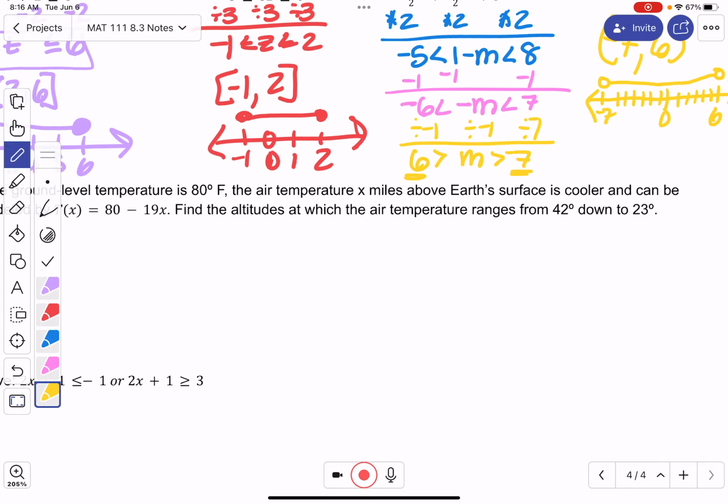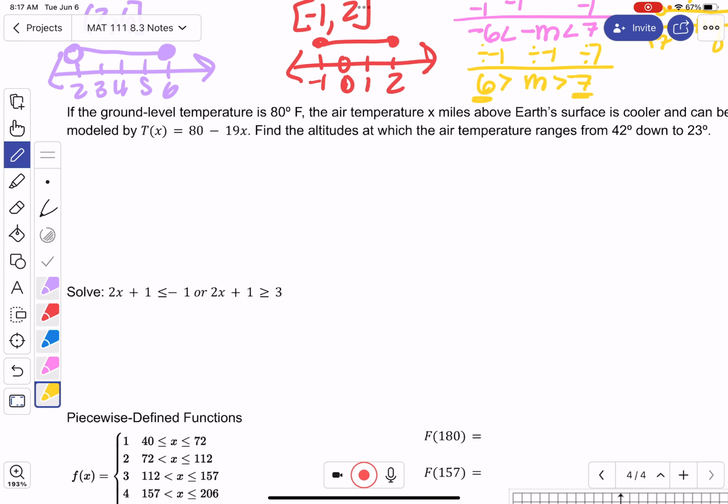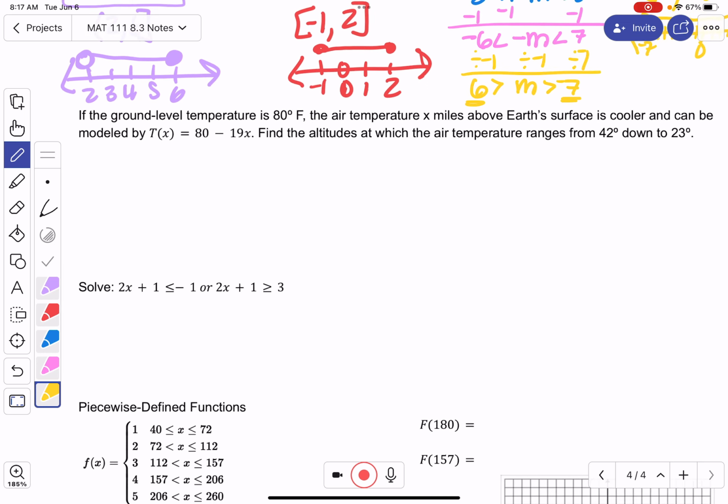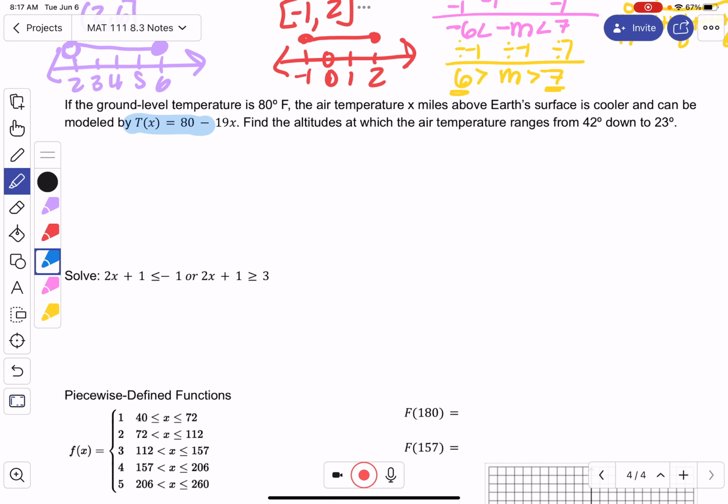All right, let's look at a word problem. If the ground level temperature is 80 degrees, the air temperature X miles above Earth's surface is cooler and can be modeled by this equation. Find the altitudes at which the air temperature ranges from 42 down to 23. So it's giving us ranges, so we're just going to write a 3-way inequality.